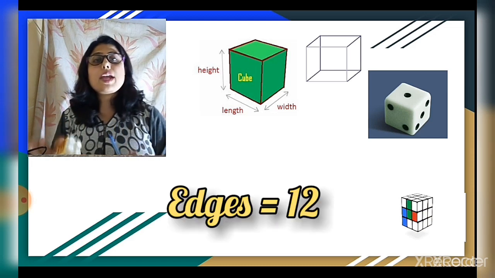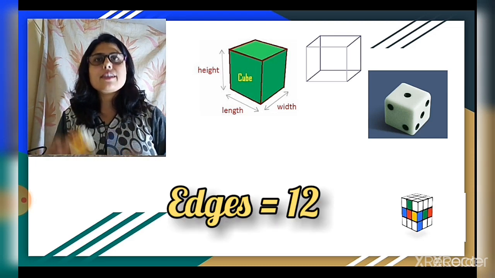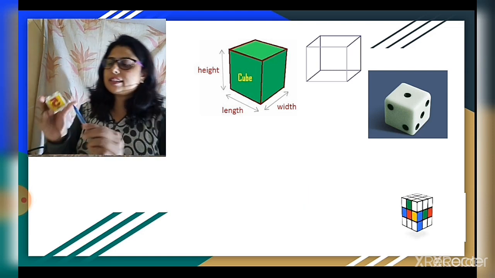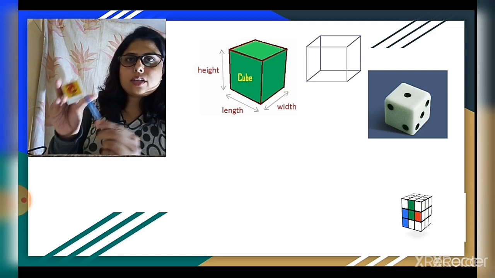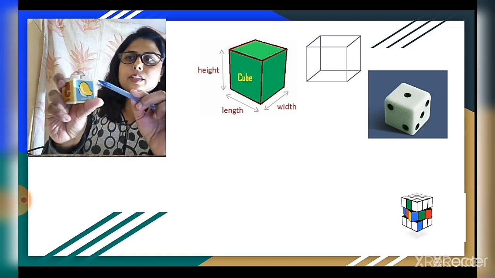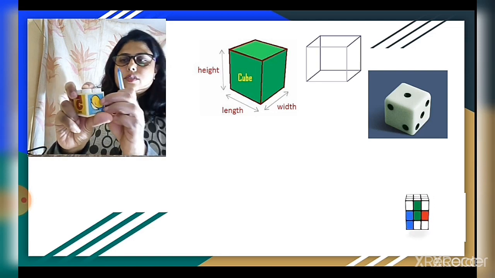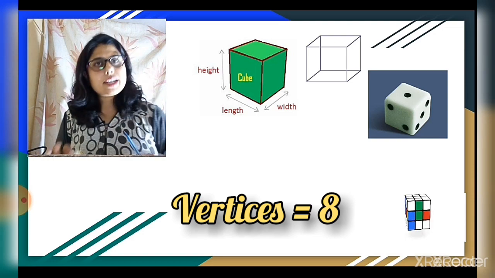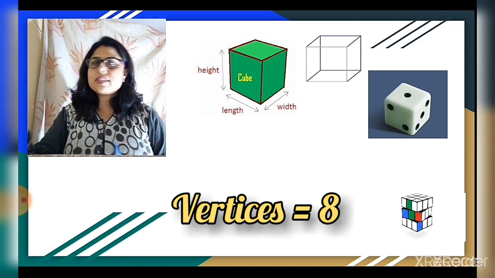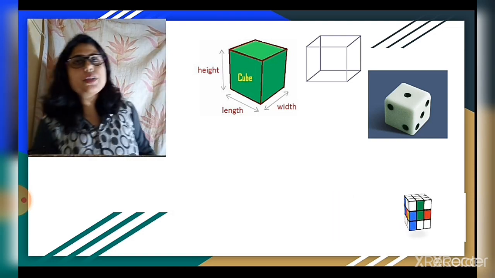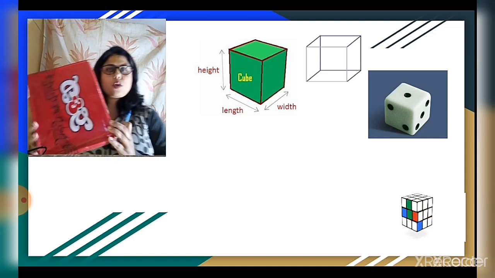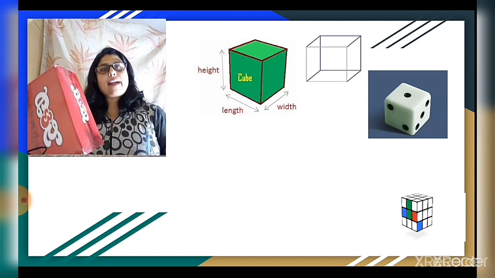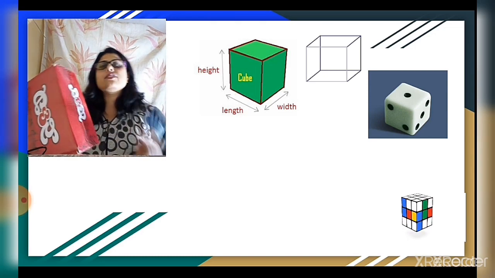So 12 edges we find in the shape of a cube, and 8 vertices. 8 vertices: 1, this corner, 1, 2, 3, 4 corners. And here 5, 6, 7, 8. Same, I'm telling you with this box also, because this is a big box, so you can understand easily. As I told, the number of edges, vertices and faces are equal in cube and cuboid.